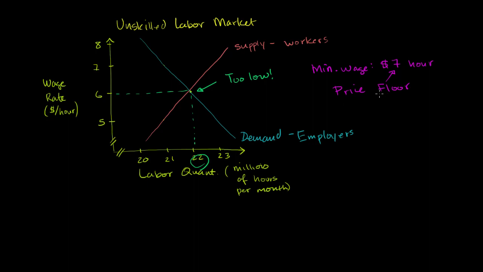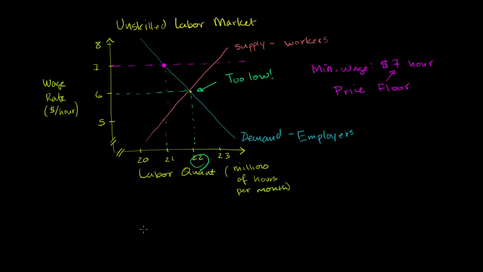And since the price floor, this minimum price, is higher than the actual clearing price, it's going to distort the market. So our price floor is right over here, $7. So this right over here is our minimum wage. So what's going to happen here? Well, if you look at the demand side of things, the employers are going to say, wow, if I have to pay $7 an hour now, I can only afford 21 million hours of labor.